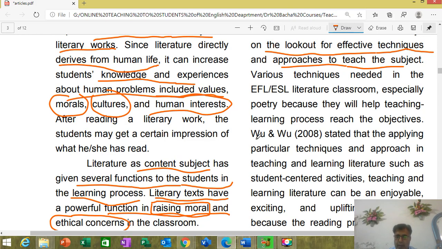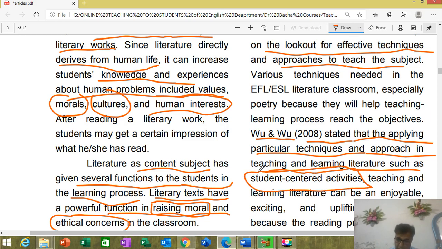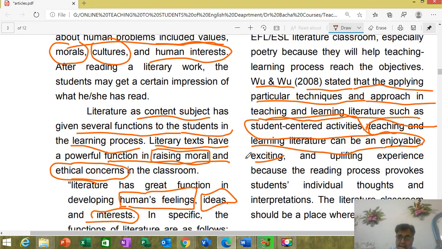Wu is a writer, most probably from China or from Indonesia, who talks about applying particular techniques and approaches in teaching and learning literature, such as student-centered activities. All right, I'm going to explain the student-centered activities. Teaching literature can be an enjoyable, exciting, uplifting experience, because the reading process provokes students' individual thoughts and interpretations.